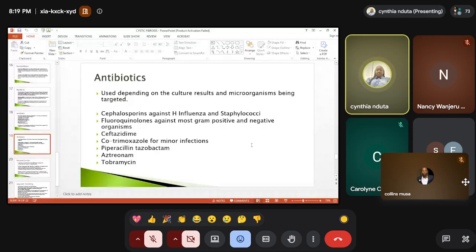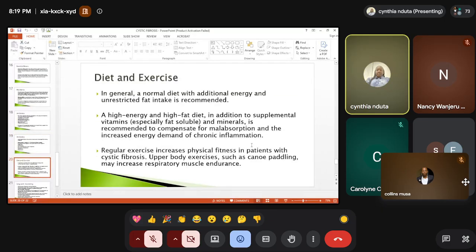Okay, so you can see some examples of antibiotics. I do not want to specify which one, but you can know that you use the culture results. So if the culture results indicate you need a fluoroquinolone, levofloxacin, then you choose that one. If the culture results show staphylococci or H. influenzae, then you prefer to have the cephalosporin.